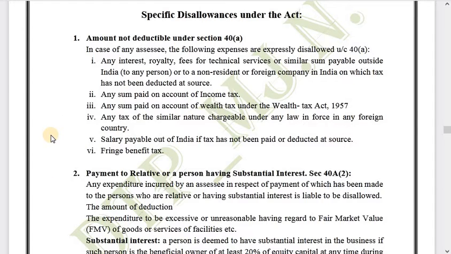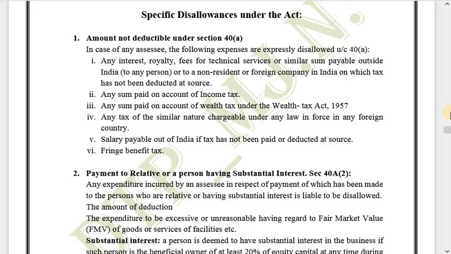So let us see what are the specific disallowances under the Income Tax Act. So first thing, we have amount not deductible under section 40A. So why are the amounts not deductible? Which are the cases in which it is not deductible? We are going to see. In case of any assessee, the following expenses are expressly disallowed under section 40A. So what are those?